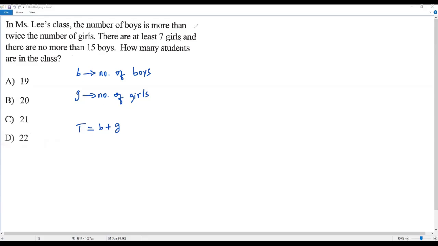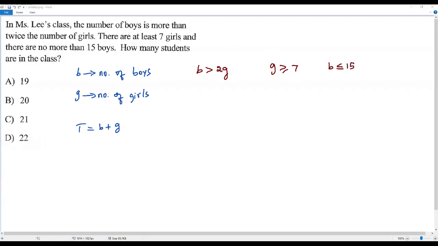For that, we have to use the information we have over here. The first information says the number of boys is more than twice the number of girls. Also, there are at least 7 girls. That is, G has to be greater than or equal to 7. And there is another piece of information: there are no more than 15 boys. So the number of boys B can be equal to 15 or less than 15. These are all the information we have in the question.